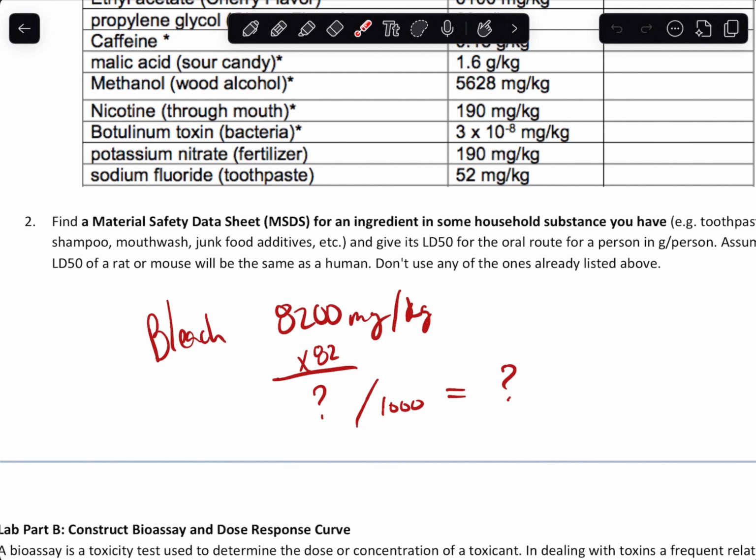It's usually number 11 on the sheet, and it will tell you the LD50 of that chemical. So for this case, bleach is 8,200 milligrams per kilogram. So when I multiply 8,200 by 82, which is my mass, I get some number, and then because it's in milligrams, I need to divide by 1,000. So surprisingly, it's a lot. It's a lot of bleach that I would have to ingest to potentially cause harm to myself. That's what you're going to find out here.